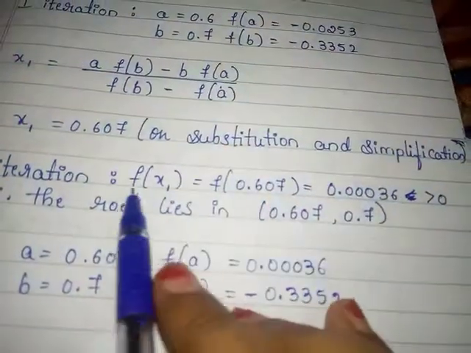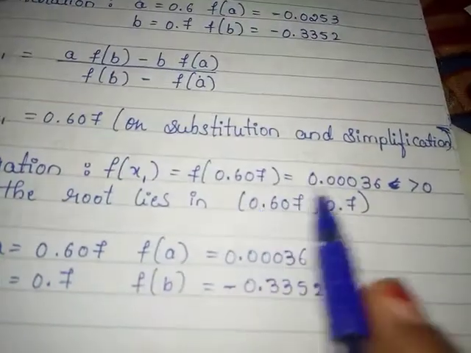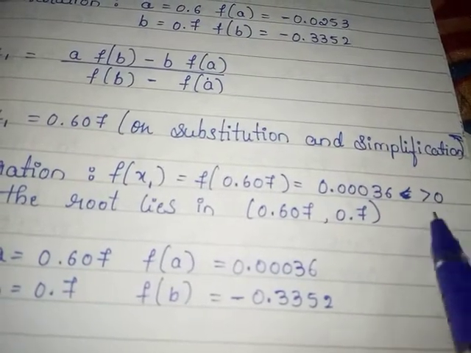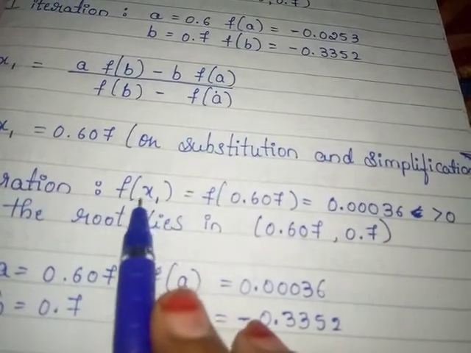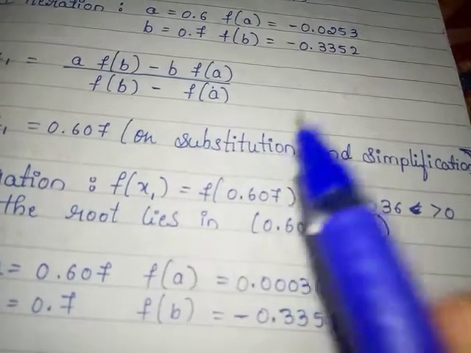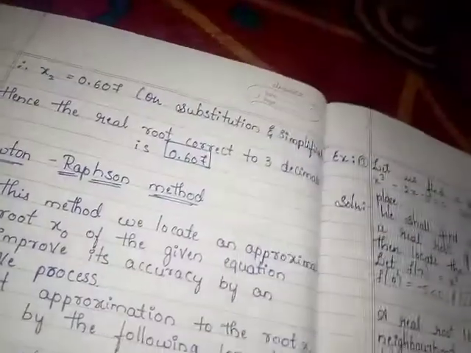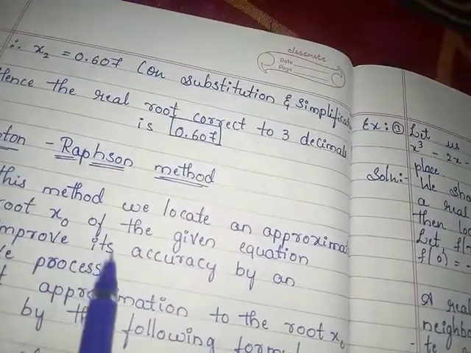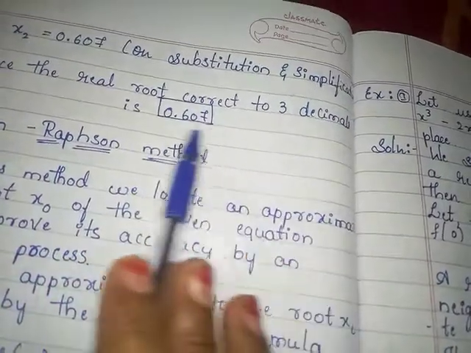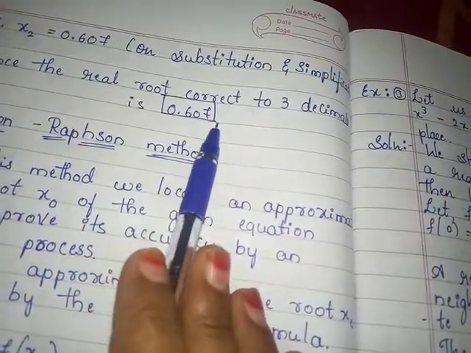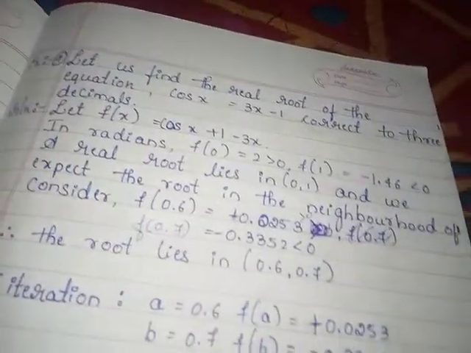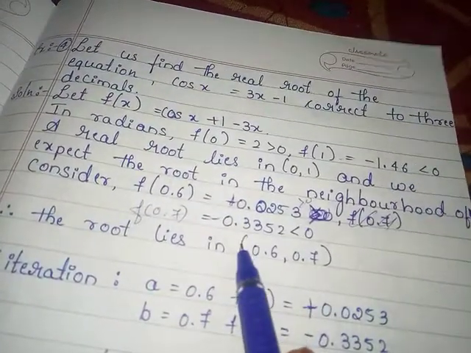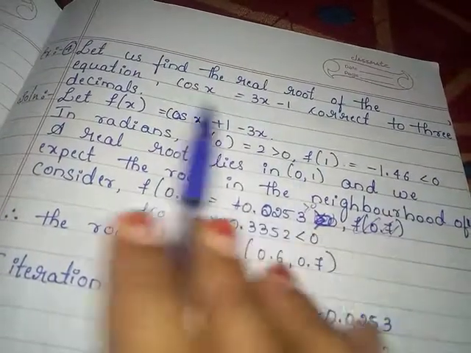In the second iteration, find the value of f of x1. F of x1 value is 0.00036, which is greater than 0. Consider these values, this is positive, and find x2. We get x2 value is equal to 0.607. The x1 value is 0.607 and the x2 value is 0.607. Therefore, hence the real root correct to 3 decimal places is 0.607.